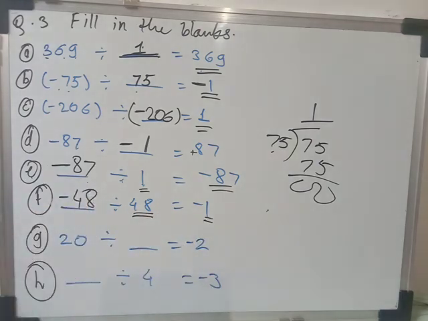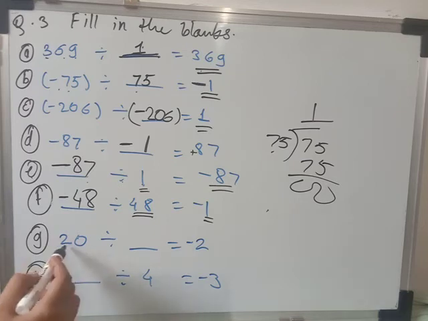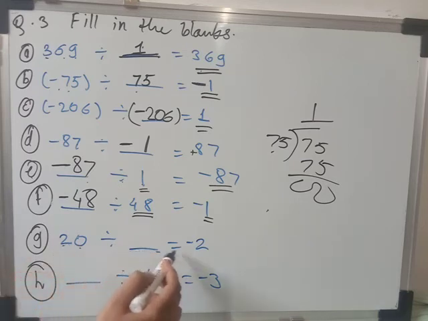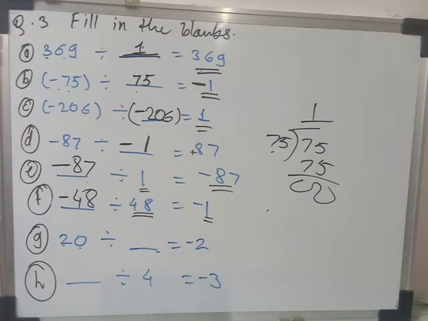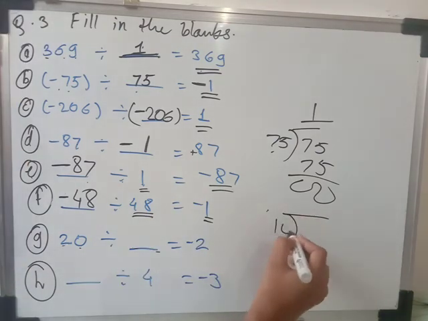Again here G is 20 divided by blank space is equal to minus 2. Which number should I divide 20 by to get minus 2? That is minus 10.